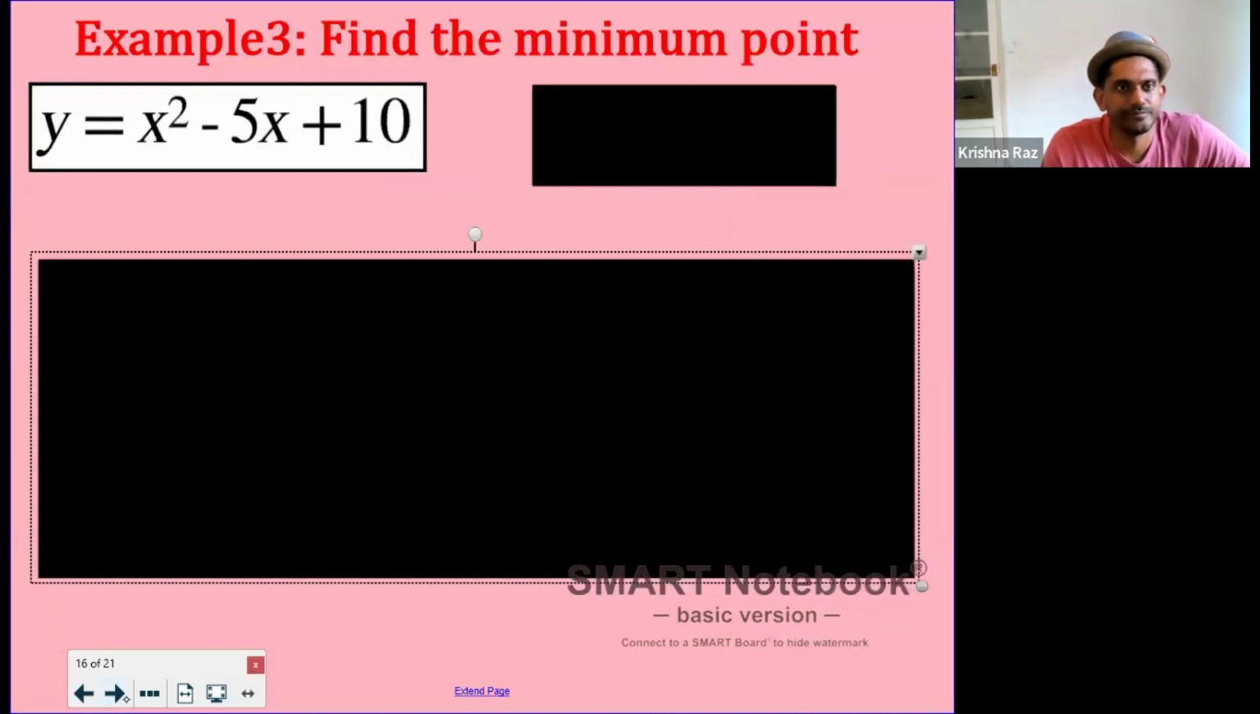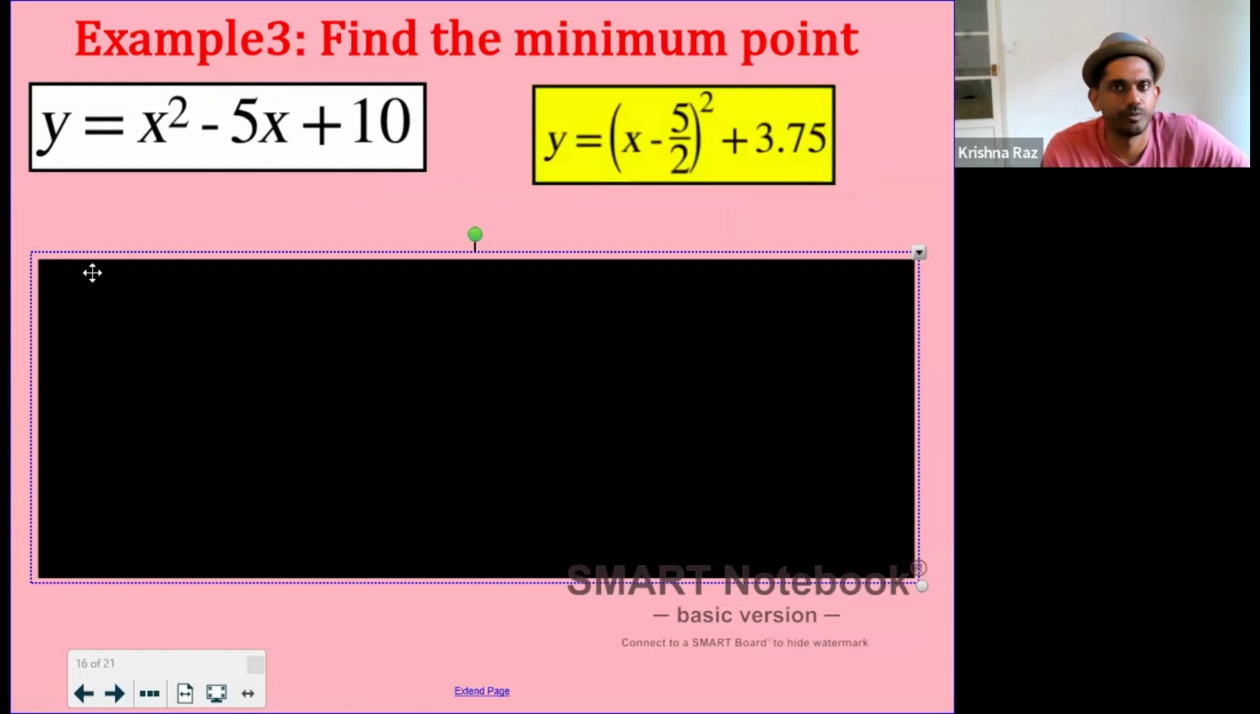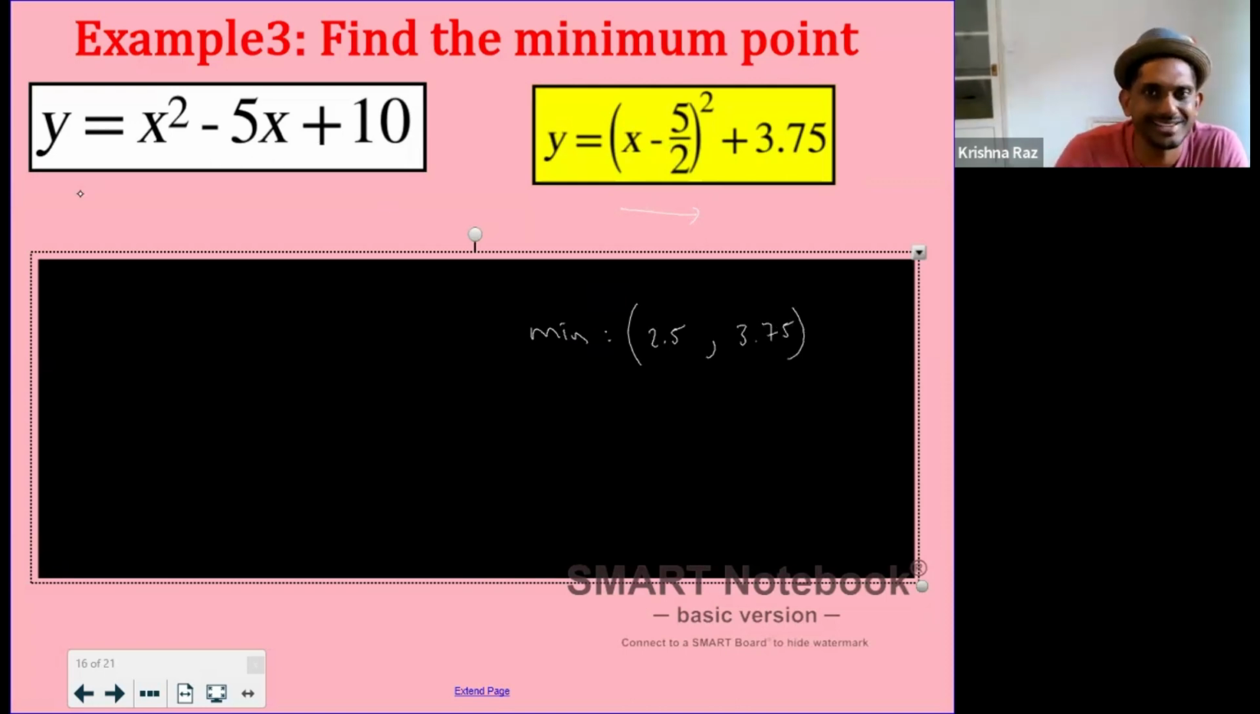So have a look at another. When we complete the square, we end up with (x minus 5/2) squared plus 3.75. So the minimum point will occur at +2.5 and 3.75. We had a -2.5 in the bracket. Like I said earlier, it does the opposite. So you'd expect it to go left, but it goes right. The value outside the bracket is vertical, and does what you expect it to do.